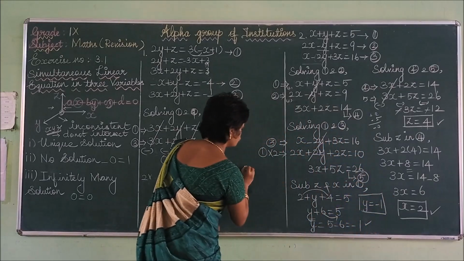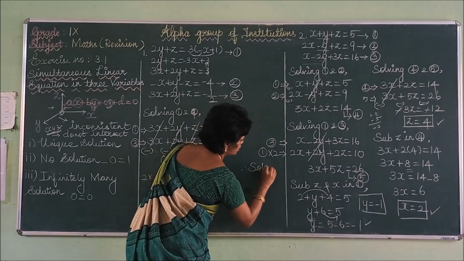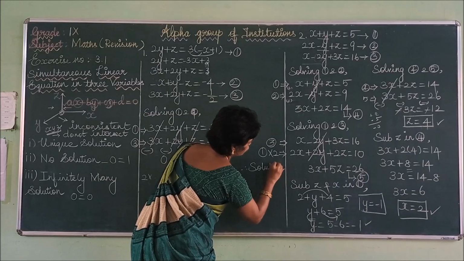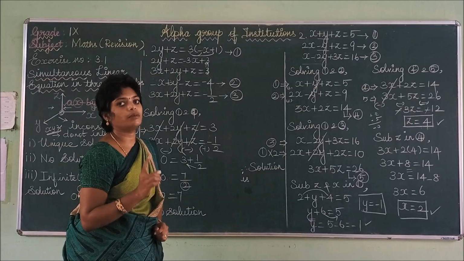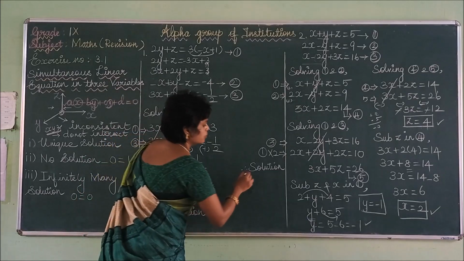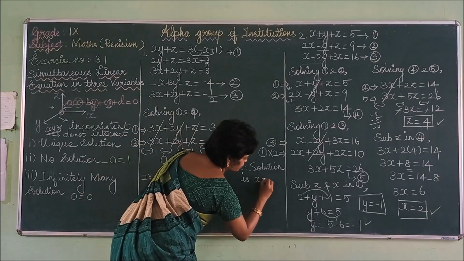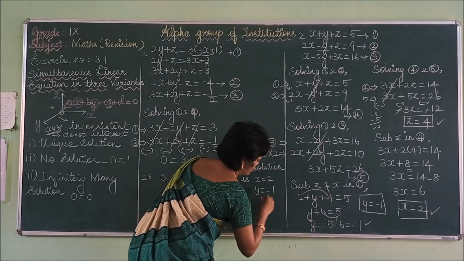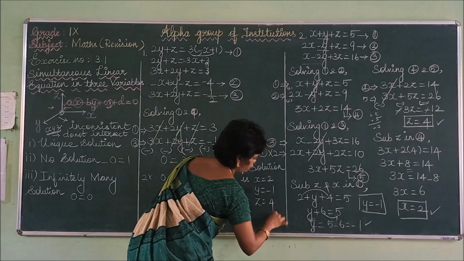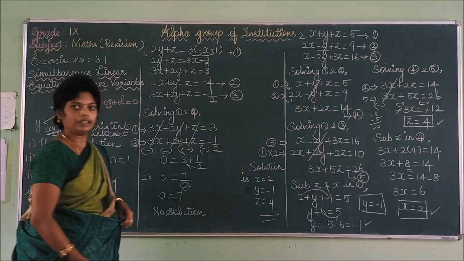So at last you can write the solution. At last you have to write the solution, because they ask you to solve the system of linear equations. So the solution is x equal to 2, y equal to minus 1 and z equal to 4. Likewise you have to answer the test.